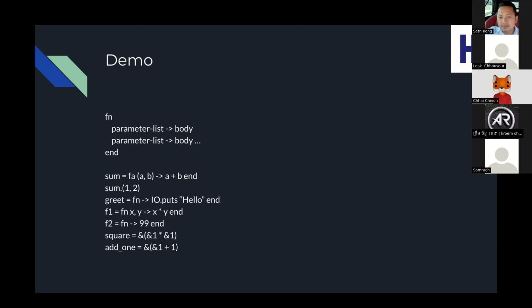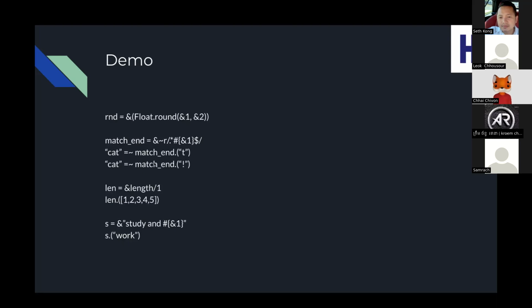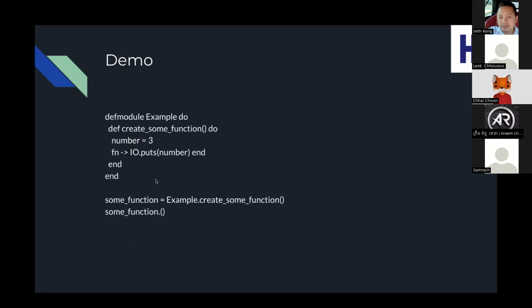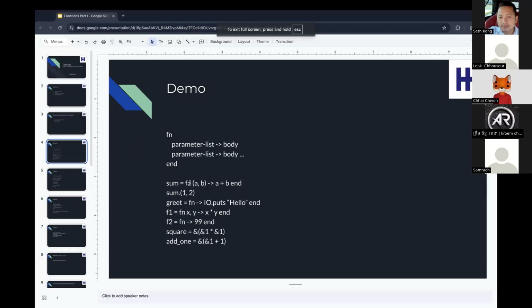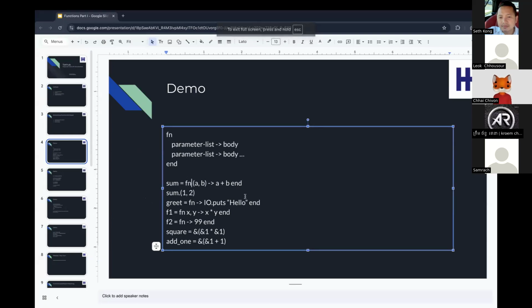Okay, let's do one lambda function. Let's do a sum function. This is a mistake that I made, it's just fn, not Fa. Let me modify it quickly. Okay. Control Command Enter.